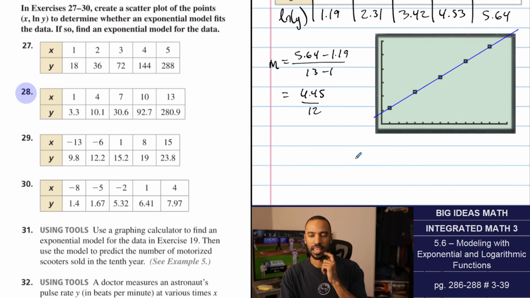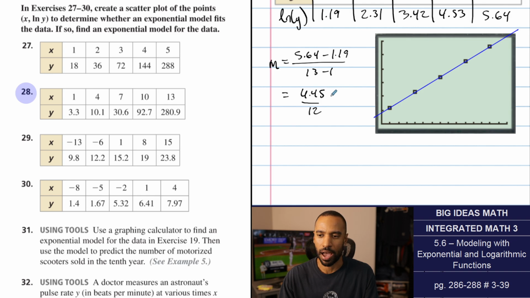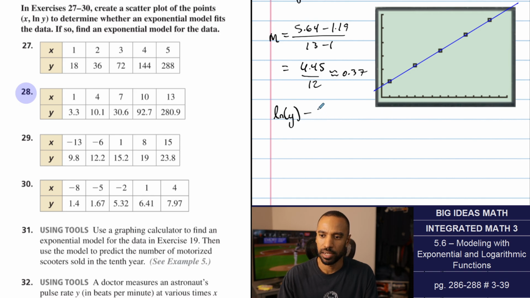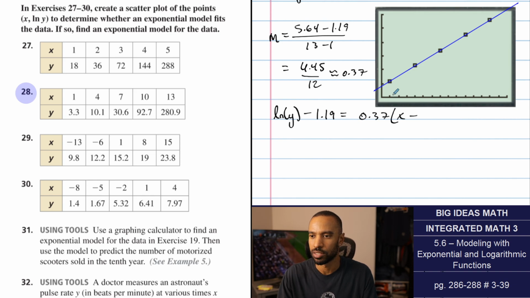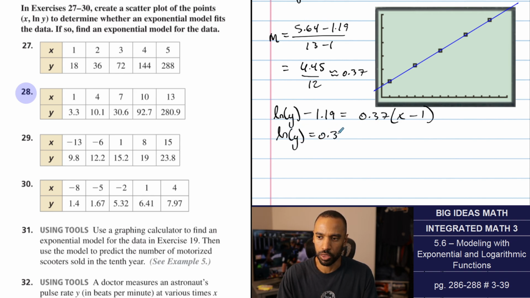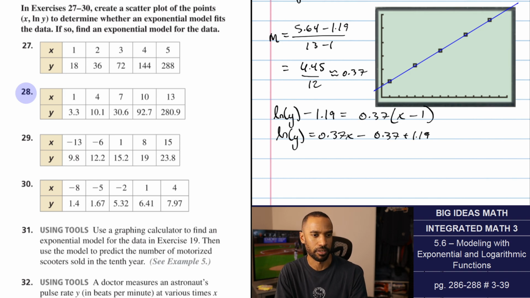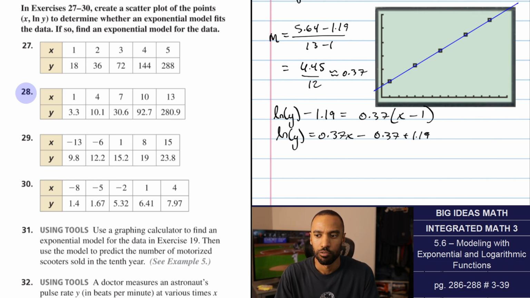There's weirder fractions than that, so I'm just going to leave that fraction out there. It's around 0.37. Natural log of y minus, let's use 1.19, equals the 0.37 number times x minus 1. So natural log of y will equal 0.37x minus 0.37 plus 1.19. I'm not really using any rounded values anymore except for my slope one, 4.45 over 12.